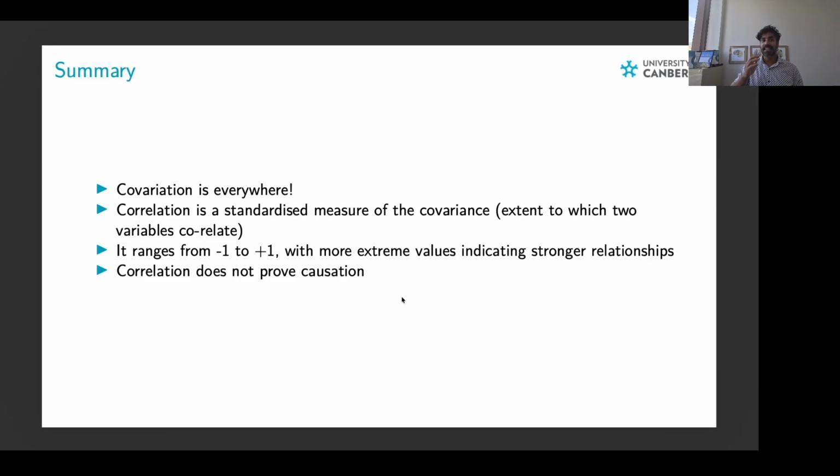So what are the key summary points? Well, covariation is everywhere, and things vary between one another and vary together. And correlation is a standardized measure of covariance, the extent to which two variables correlate. It ranges from -1 to +1, with more extreme values indicating stronger relationships. So if it's 0.9 or -0.9, they're indicating stronger relationships versus 0.2 or -0.2. And correlation does not prove causation. That's the key takeaway, which I'm sure you may already be familiar with.